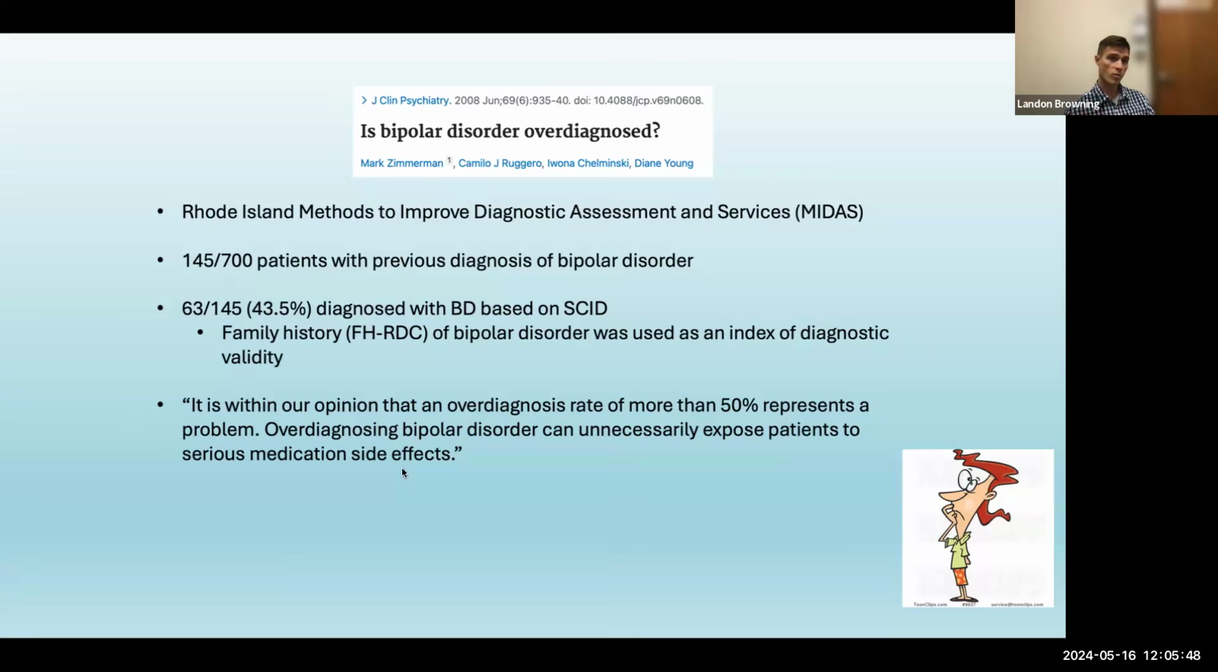He found 43.5% of those 145 patients were actually meeting criteria for bipolar disorder. Then he adds, it is within our opinion that an overdiagnosis rate of more than 50% represents a problem. Overdiagnosing bipolar disorder can unnecessarily expose patients to serious medication side effects.